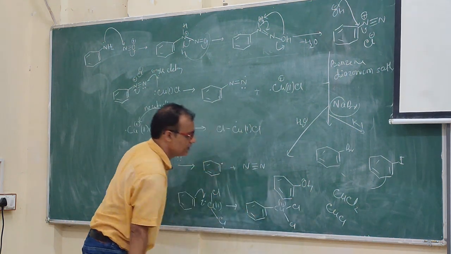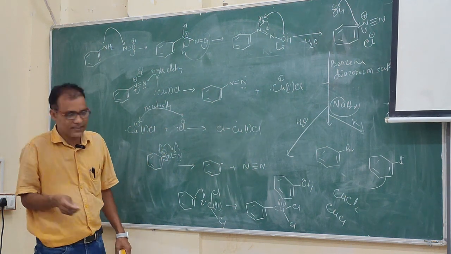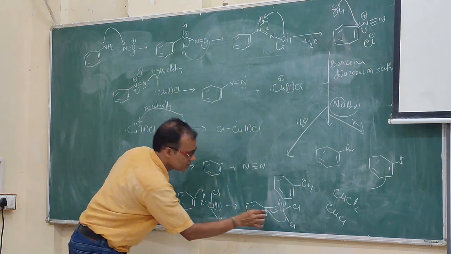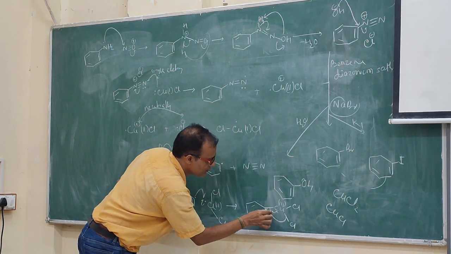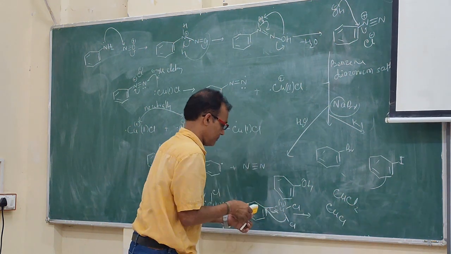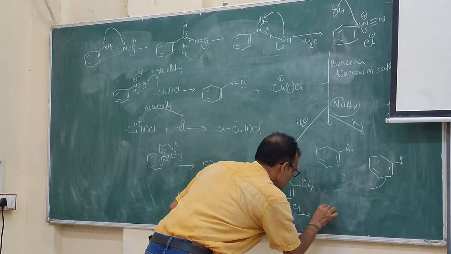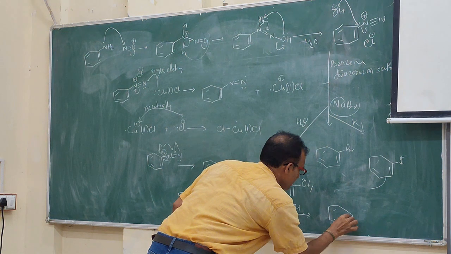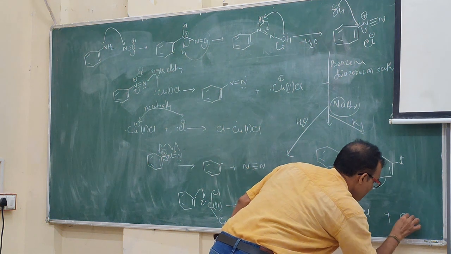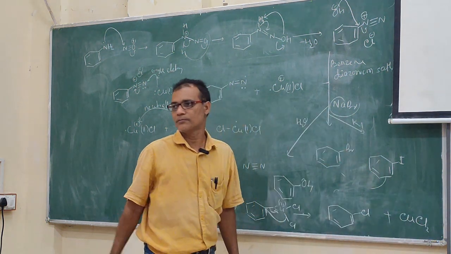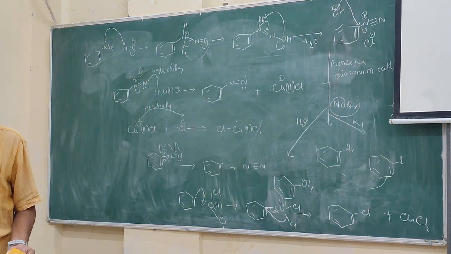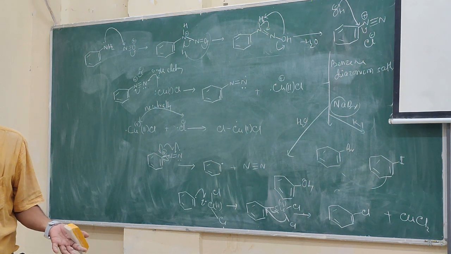So now what will happen? It will rearrange: this one will move to here and this one goes to here. See, this chlorine comes to here and this bond breaks and goes to here. So finally you will get chlorobenzene plus copper chloride. You start with copper 1 chloride and you end with copper 2 chloride. It is a stoichiometric reaction because you are using a stoichiometric amount of copper reagent.